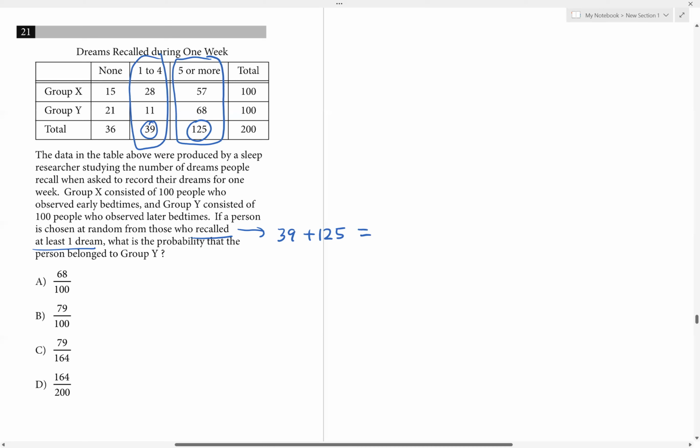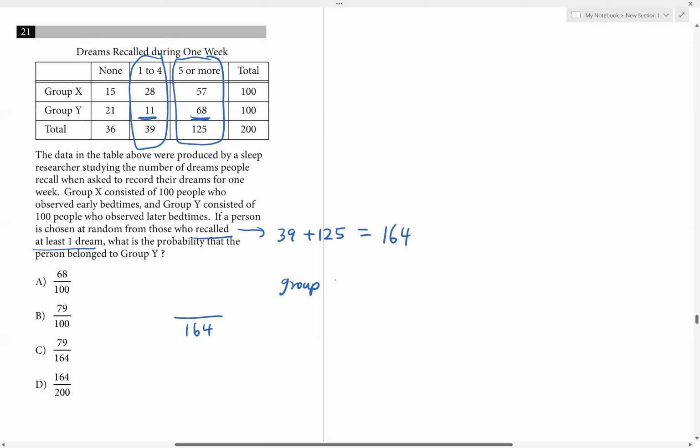Okay, so let's go ahead and solve this here. 39 plus 125 is 164. So out of these 164 people, that will be the bottom number. We select a person, and we want to know the probability that person belongs to group Y. Out of these 164 people, those that belong to group Y are the 11 and the 68. These belong to group Y, so we have to add those together.